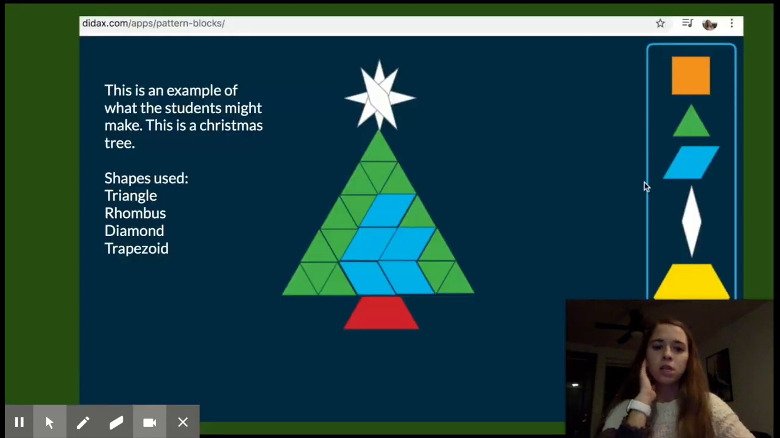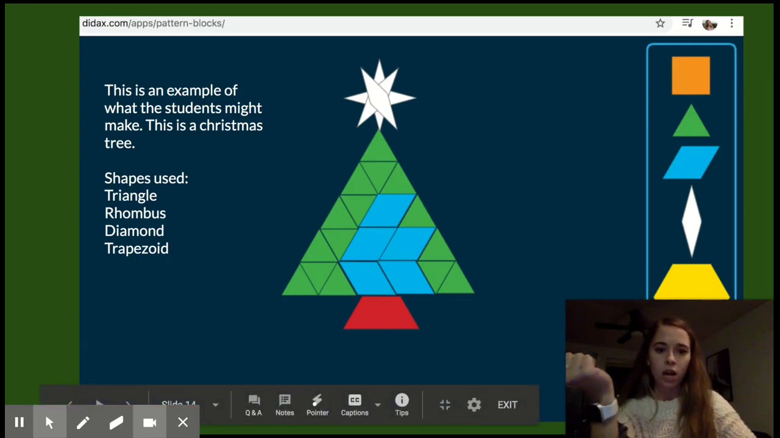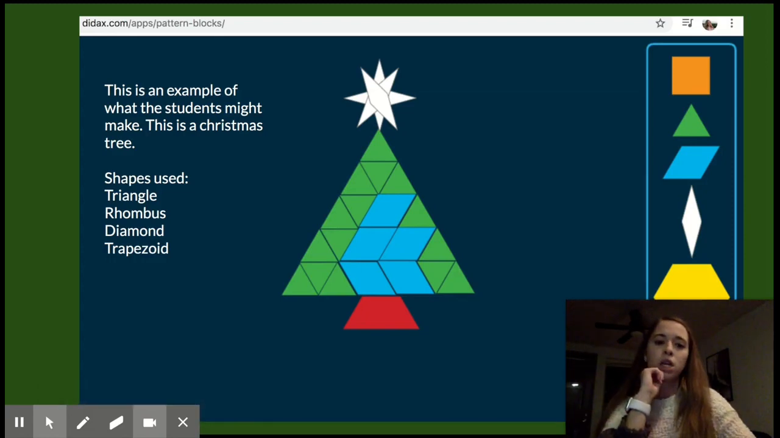So here's an example of what I did, and this is what it also looks like. Considering the Christmas spirit, I just used the triangles and shaped them together, and then I included some rhombuses and used that to formulate that, and then I made a star out of the diamonds, and then the tree stand was a trapezoid.